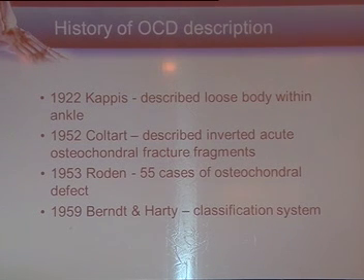The history of osteochondral description: it was described following the presentation of a loose body in 1922, and then what I regard as the seminal paper in 1952 about astragalus fractures by Coulthard is also described there. Then in 1953, Roden described quite an extensive series of patients with this pathology, which subsequently led to the Berndt-Hardy classification, which you're all very familiar with.